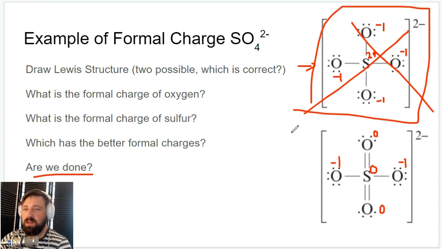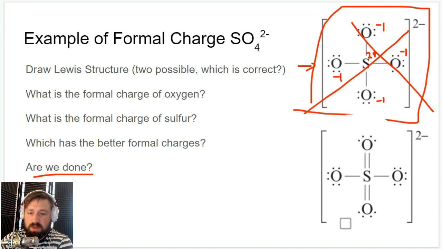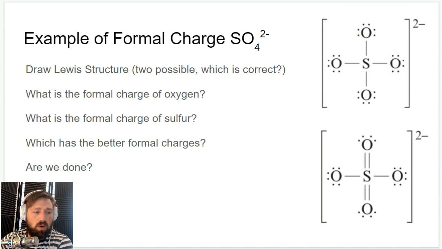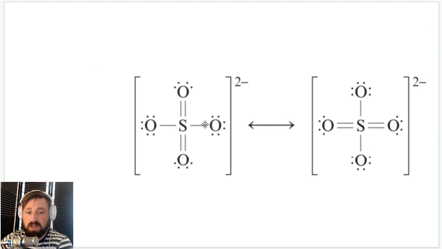But are we done yet? Some of you guys may have already seen this, but is this the full structure? Not quite. We have one more thing that we need to do, and that's, remember, resonance. These double bonds can jump and become 2 other double bonds. So this is going to be the full Lewis structure, including resonance with formal charge of a sulfate molecule.